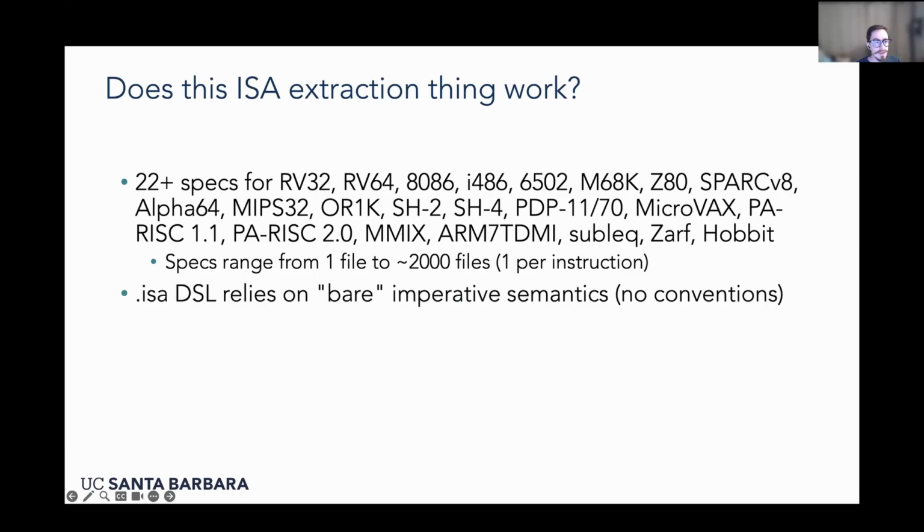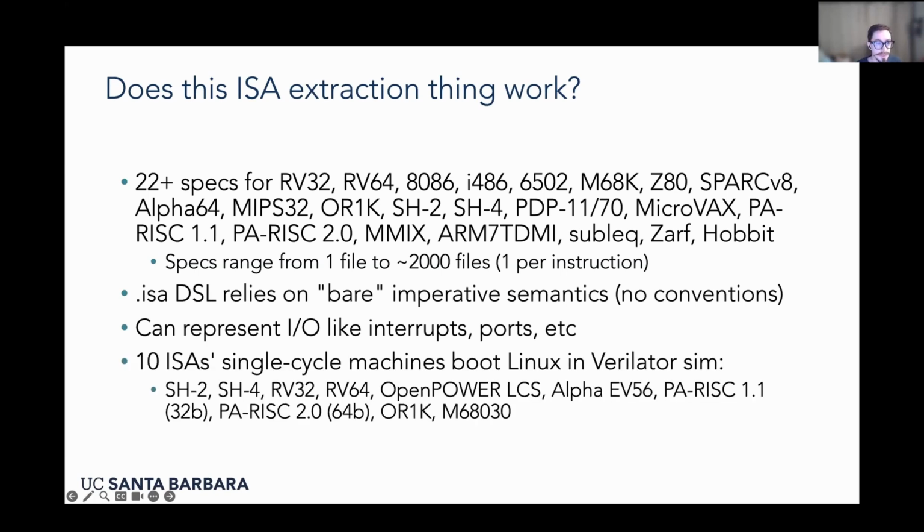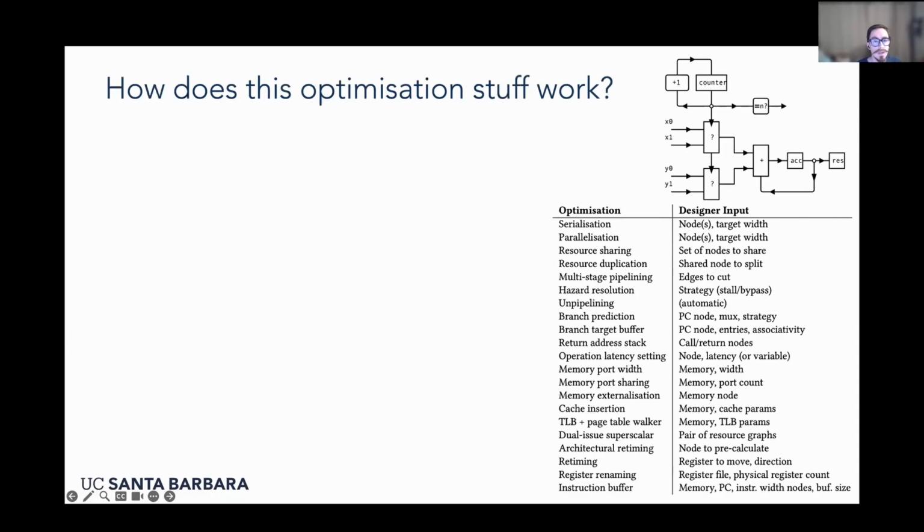Weirdly, this DSL that I use doesn't really have any concept of conventions of how to define machines. So you can actually represent all these weird machines: purely functional machines, CISC machines, one instruction set computers, etc. And you can also importantly represent things like I/O interrupts, ports, etc. What does this give us? We can actually boot Linux in Verilator simulation on 10 of the single cycle machines built from the ISA specs. That's not really useful. We need to be able to optimize these.